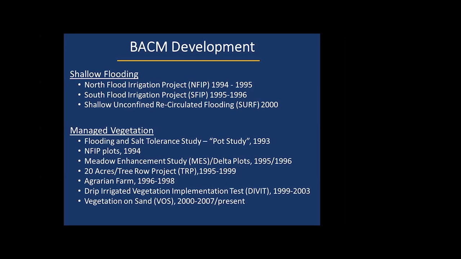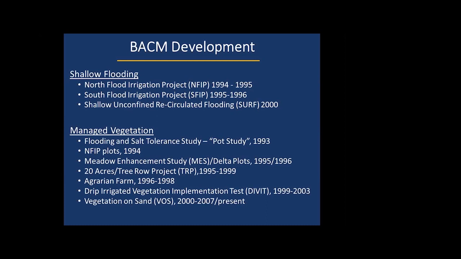There's also been quite a few different managed vegetation projects over time, starting real small scale. The first one was called the Flooding and Salt Tolerance Study, and that was actually just done in our yard in Keeler. We have an office complex in Keeler, and it was done with salt grass that was harvested from different locations around the natural meadow system that rings the shoreline areas of Owens Lake. And because it's all done in little pots, we call it the pot study. We also have little vegetation plots that were done on the north sand sheet called the meadow enhancement study. And then we had the 20 acres and tree rows on the north end of the lake.